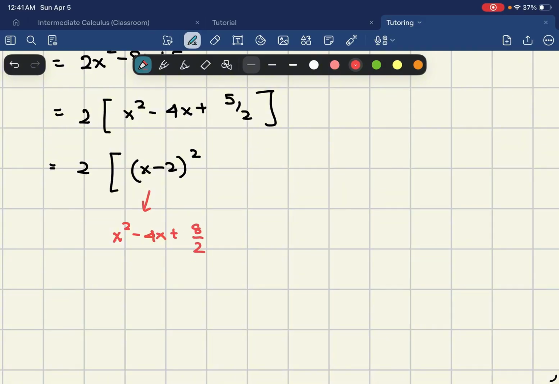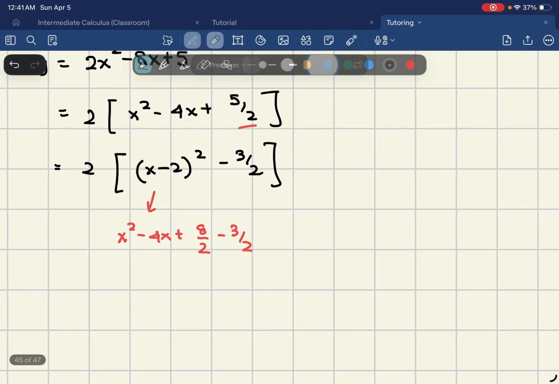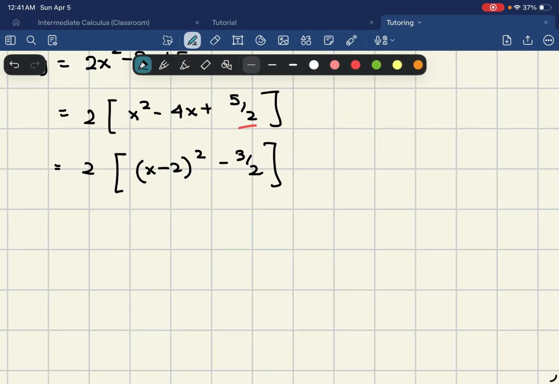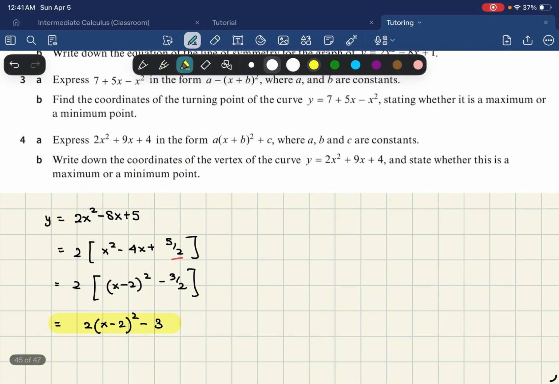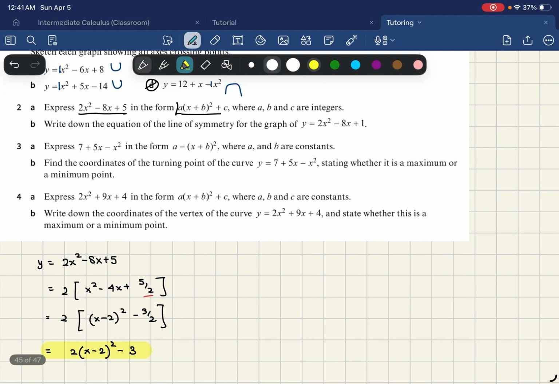So I have this expression here. And I need to subtract 3 over 2 so that I get 5 over 2. So let me just subtract 3 over 2. All right. And now that I have this, I can multiply through by 2 to get this equation. So I know what A, B, and C are. It's just this expression. And now write down the equation of the line of symmetry for the graph of this.